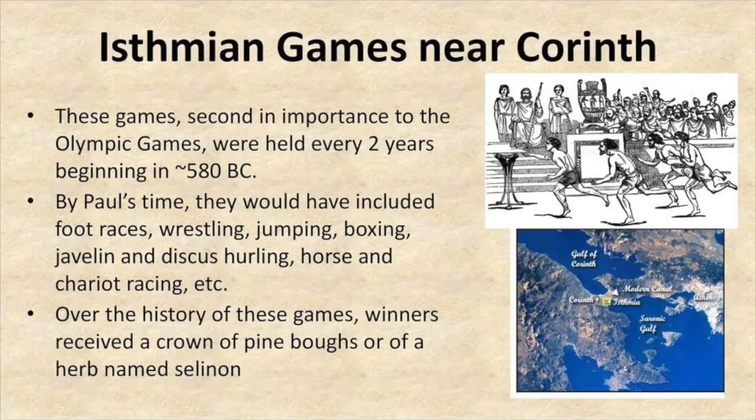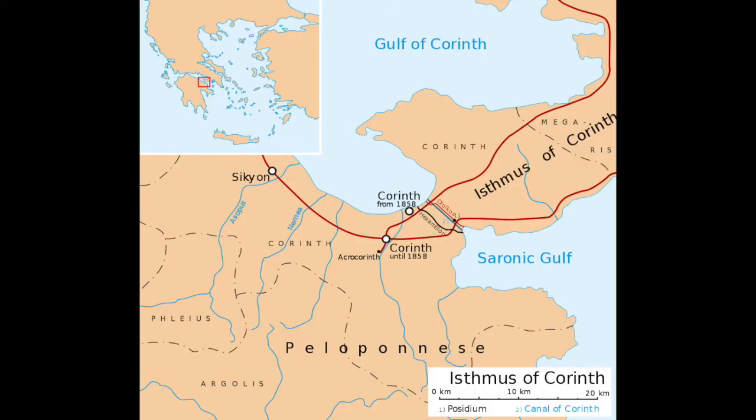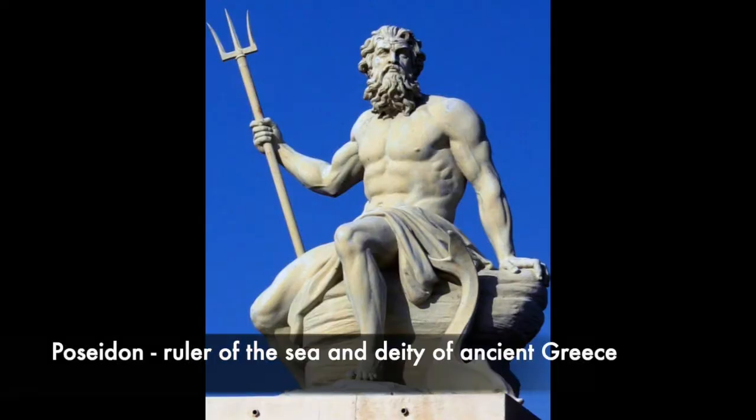Then Corinth also was known for Isthmian games, similar to the Olympic Games. These Isthmian games were conducted every 2 years. There was a place called Isthmus very close to Corinth, and these Isthmian games were held there. These games were held in honor of Poseidon, ruler of the sea and a deity of ancient Greece. Of course, these Isthmian games began because of the influence of Romans.